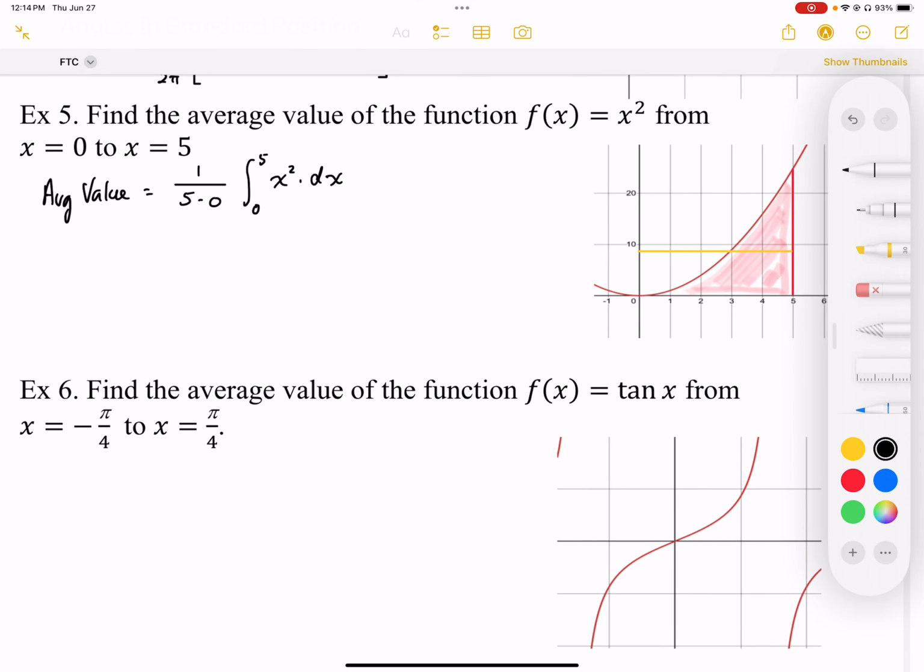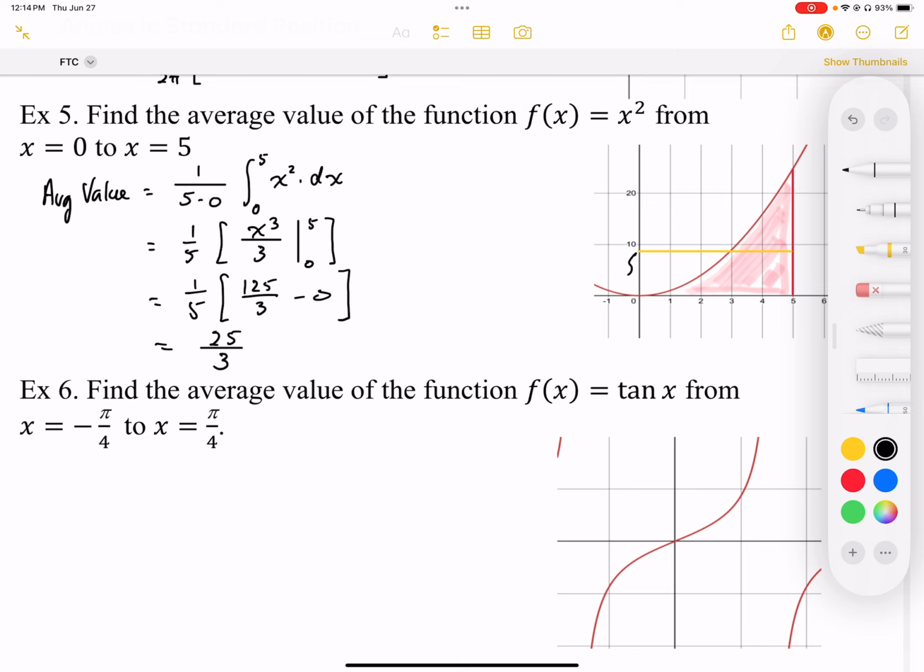So in integrating this then, I end up with 1 over 5, the integral of x cubed over 3, and evaluating that from 0 to 5. This works out to be 1 over 5, 125 over 3 minus 0. Simplifying that, we get 25 over 3, which is my average height.